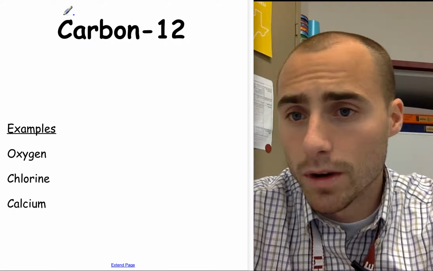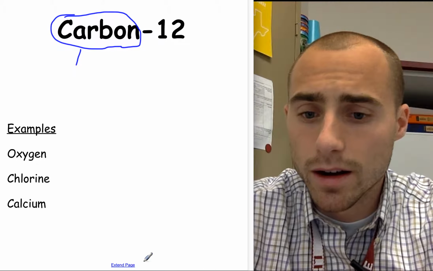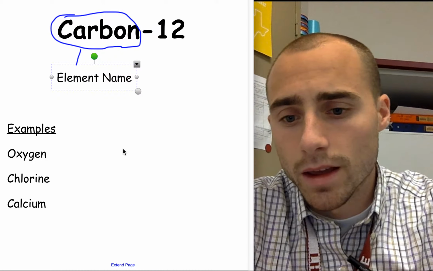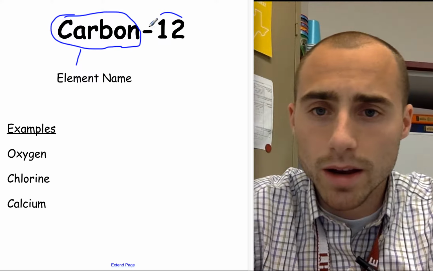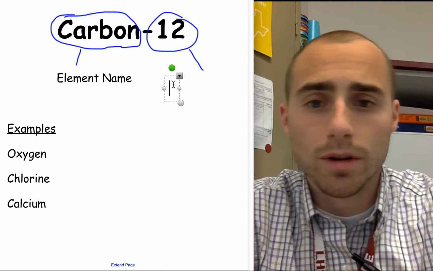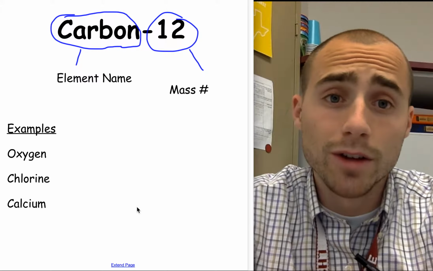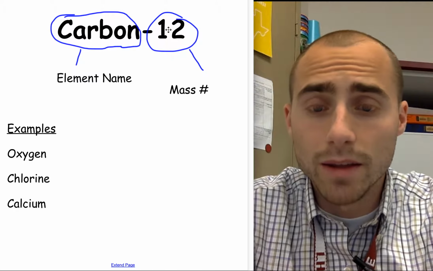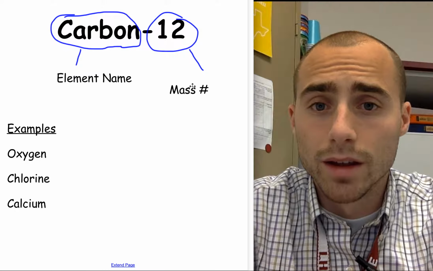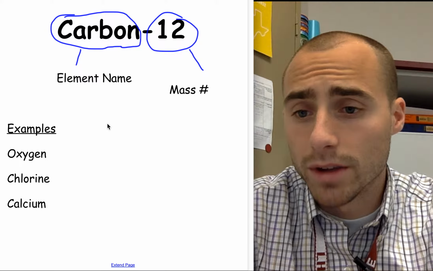Again, very straightforward. First, you write the full element name. Right there, that is the element name. So for carbon, you would write carbon. And then following the element name, right here, you write the mass number. That's all there is to mass notation: element name and then mass number. Just remember, mass number is protons plus neutrons. You need to make sure you remember that.